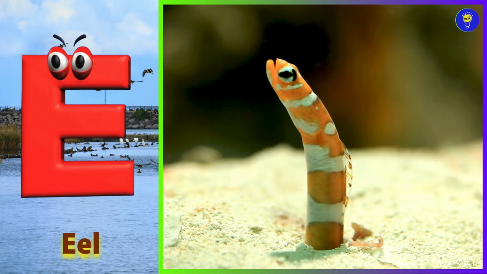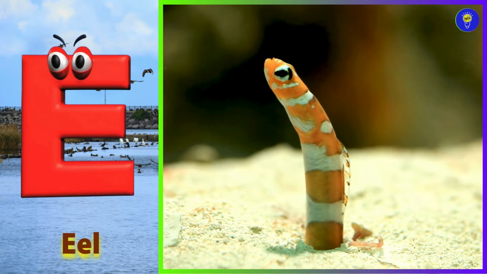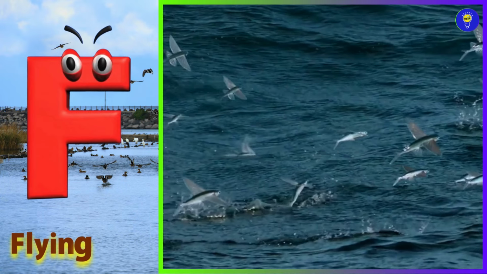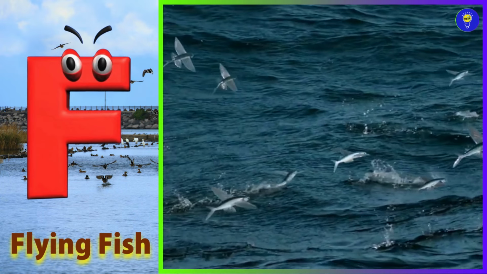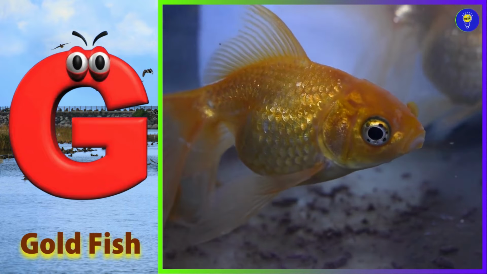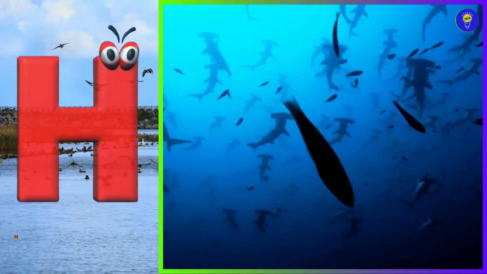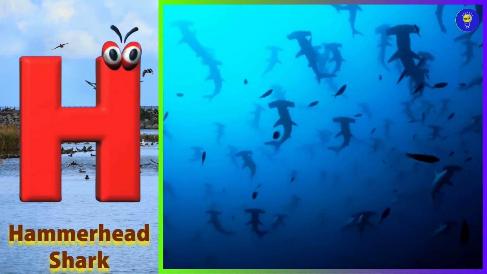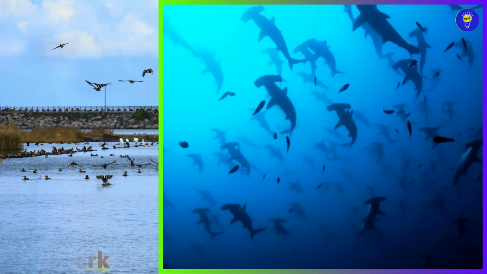E is for eel. Eh, eh. Eel. F is for flying fish. F, f. Flying fish. G is for goldfish. G, g. Goldfish. H is for hammerhead shark. Ha, ha. Hammerhead shark.